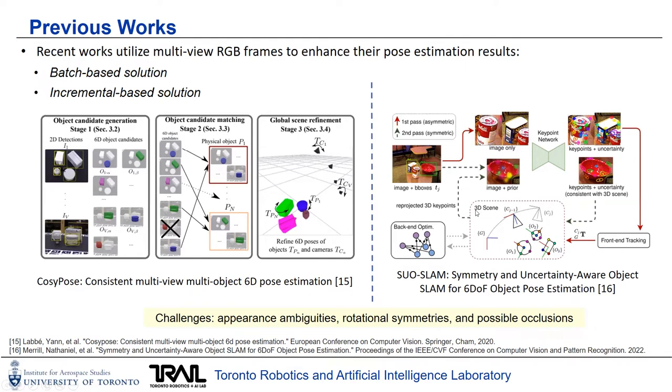For all these approaches, even though they can improve the overall performance, they still have difficulty handling object symmetries, uncertainties like appearance ambiguities, and they also need to tackle possible occlusions. So those are all the challenges in multi-view based approaches using RGB frames.